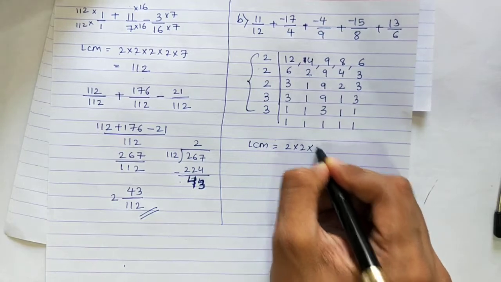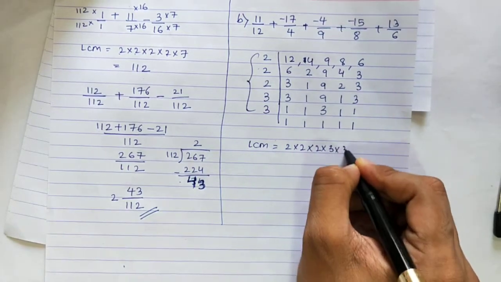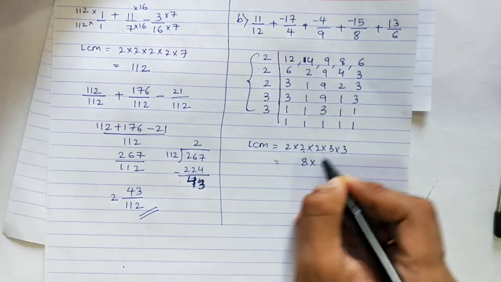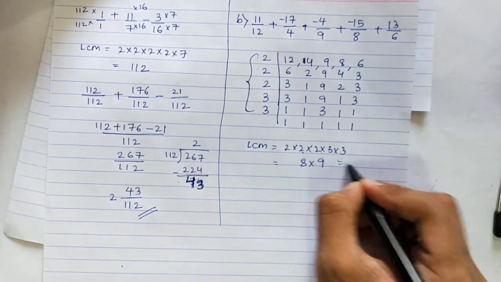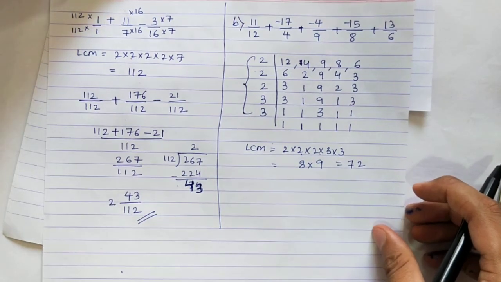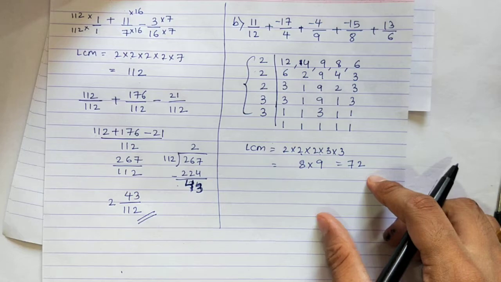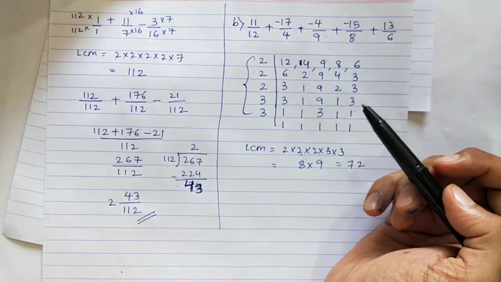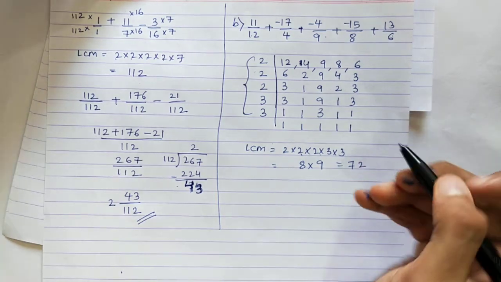LCM is 2 into 2 into 2 into 3 into 3. So 2 into 2 is 4, 4 2s are 8, into 3 into 3 is 9. So LCM is 72. In one more sum, we had LCM as 72. That means in the denominator now, we have to bring 72. We have to make all the denominators 72.